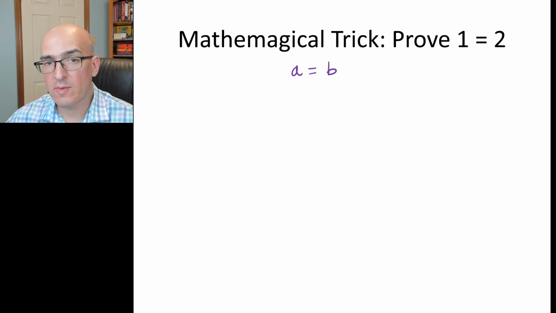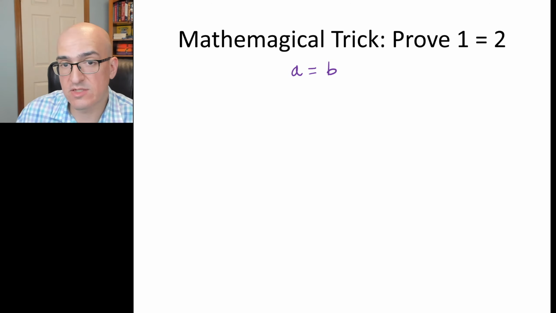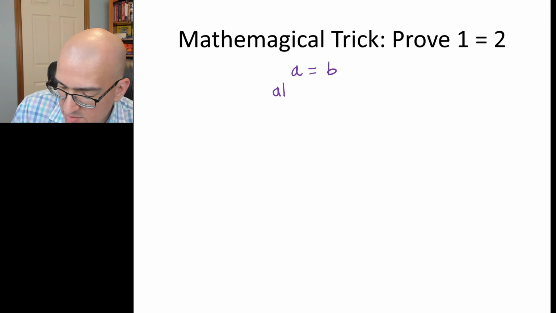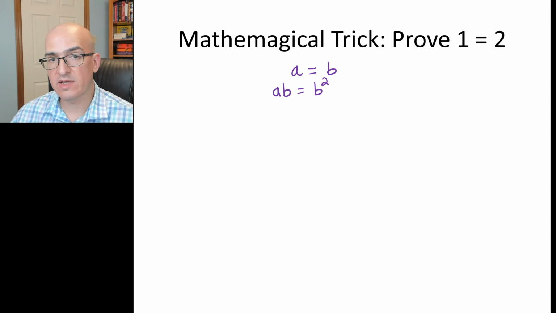I'm not going to use 2 though. I'm going to use b. And I multiply both sides by b, because b is just a number. So a times b is equal to b times b. b times b is b squared.